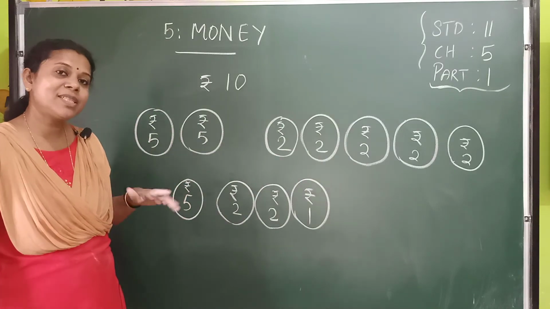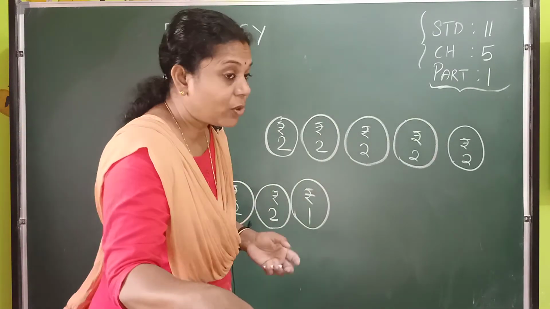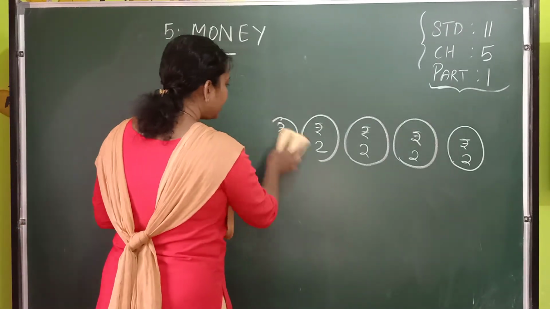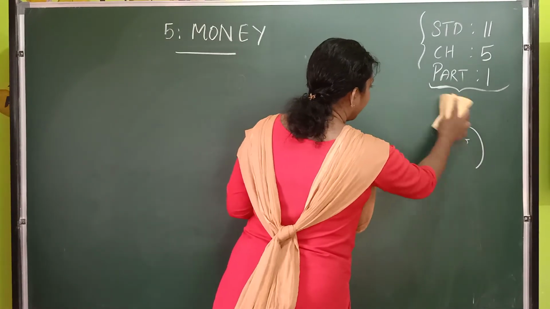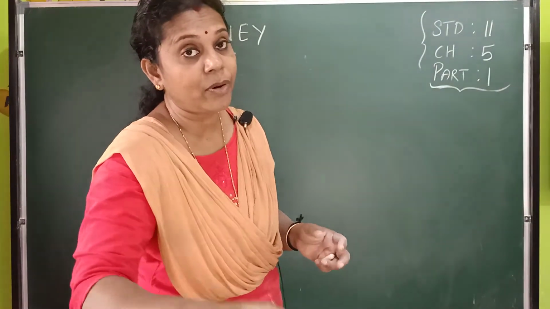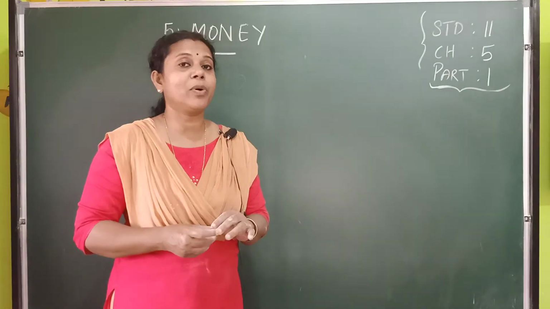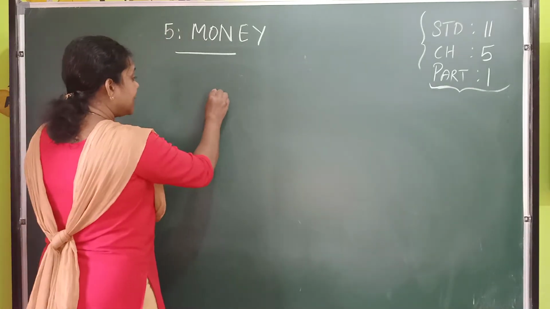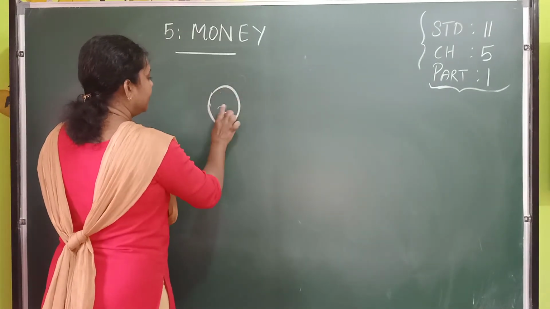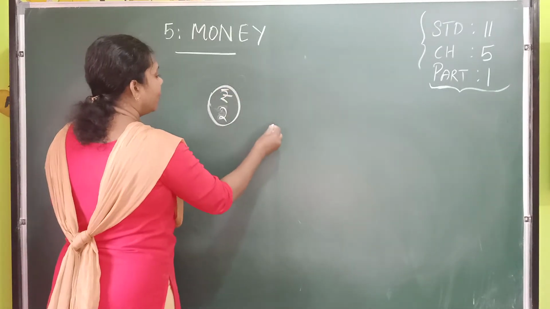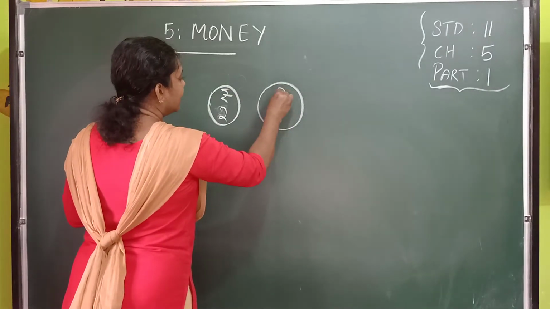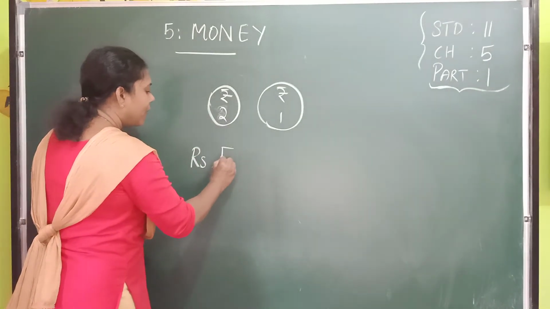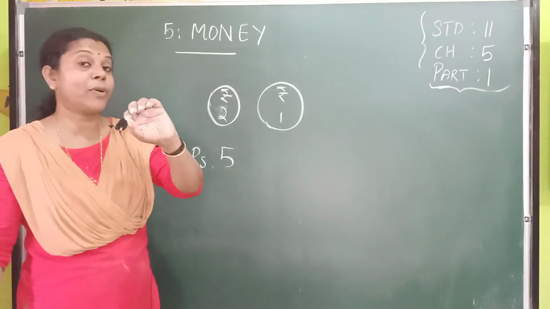Okay, now tell me one thing. See, in order to make 5 rupee, which combination can you have with the least number of 2 rupee coins and 1 rupee coins? There is no 5 rupee coin in our hand. We have only 2 rupee coin and 1 rupee coin, only. And we have to make 5 rupees. Least number of coins.